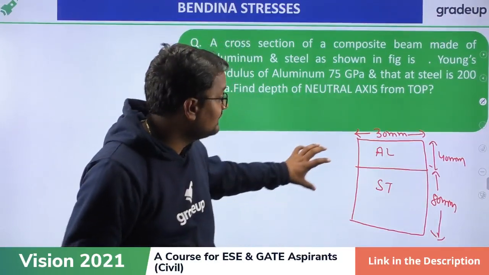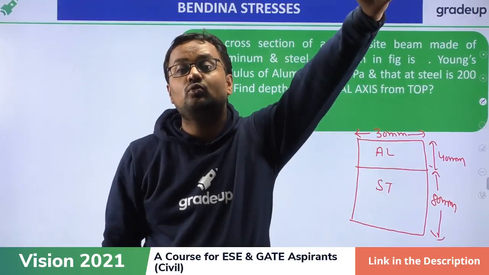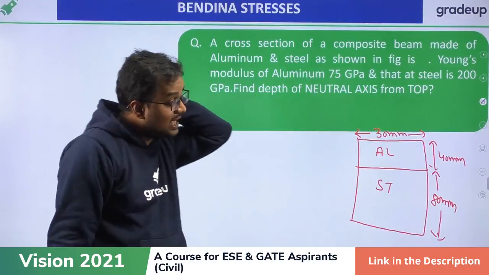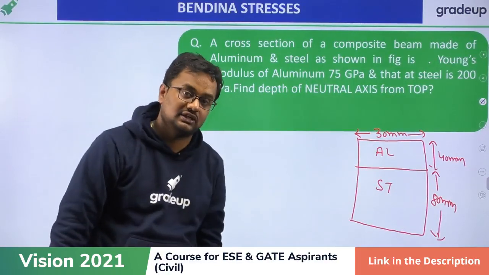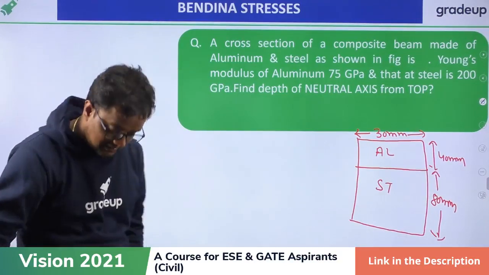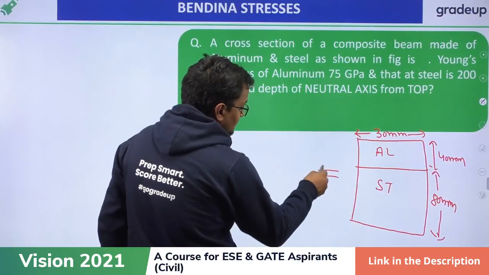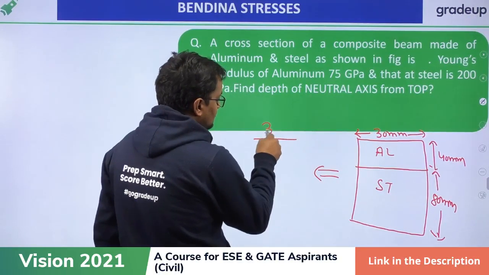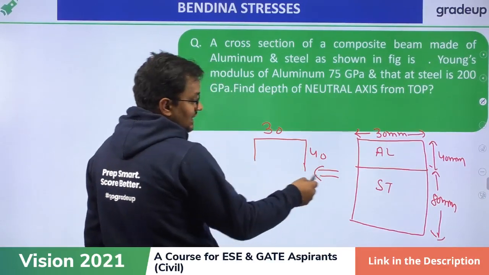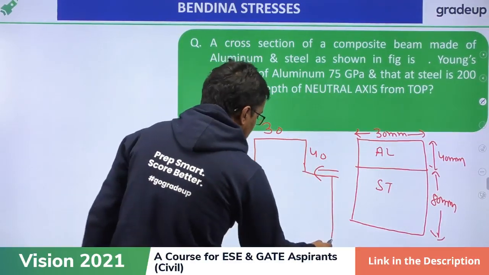So we have to convert this beam into homogeneous beam. Homogeneous means everything should be of aluminium or everything should be of steel. I am again repeating, everything should be of aluminium or everything of steel. Now if I have to convert everything to aluminium, then see what I have to do. Converting aluminium to aluminium, this is 30, it will be 30, it will be 40, no worry. But when I convert steel into aluminium, I have to multiply it by m times.